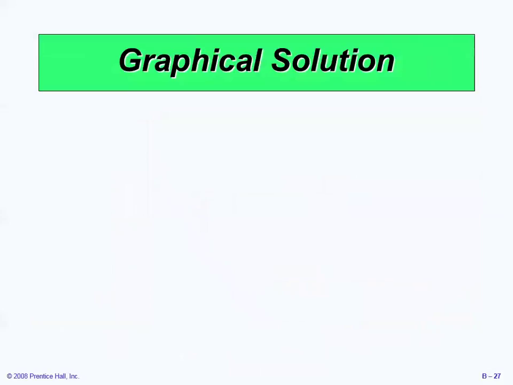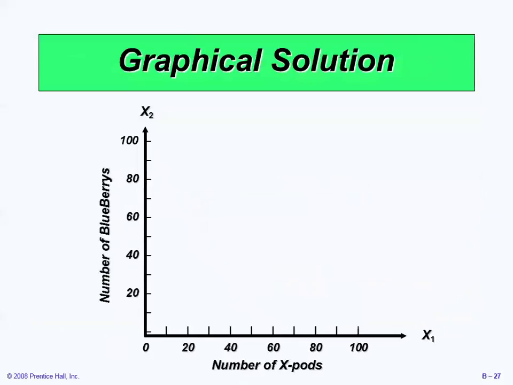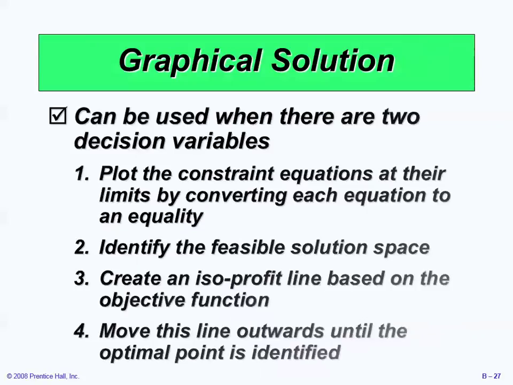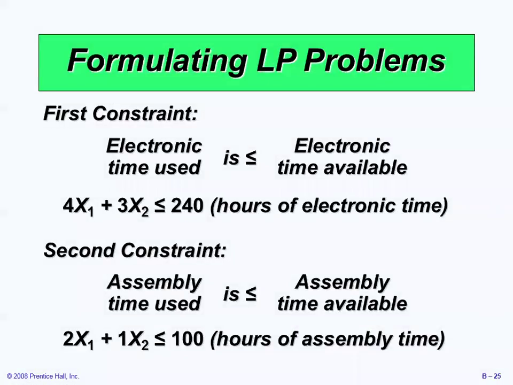Okay, so first thing to do is, we're taking x1 as the number of XPODs on the x-axis and the number of blueberries, x2, on the y-axis. First we look at the electronics time. What was the electronics constraint? That constraint was 4x1 plus 3x2 less than or equal to 240. So first we'll think of it as equal to 240. What does that mean? That means we're using up all the time available in the electronics department.